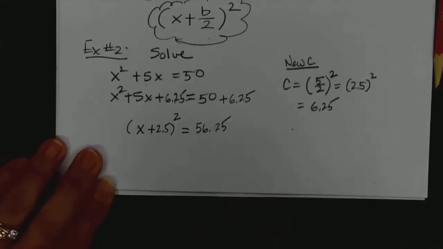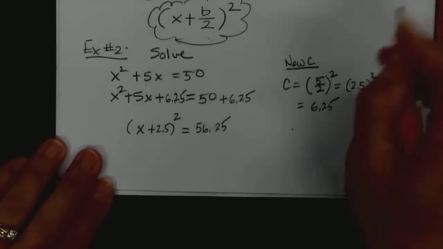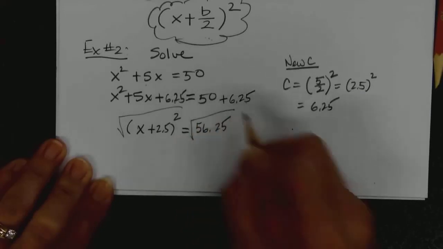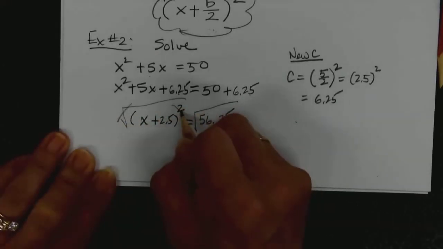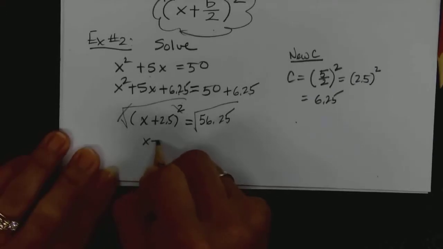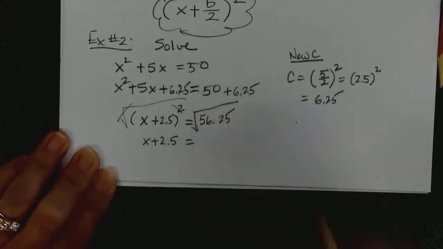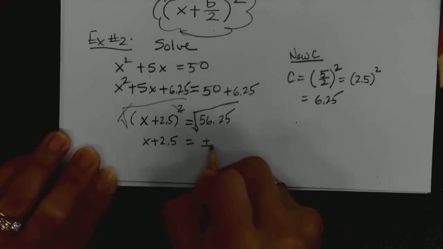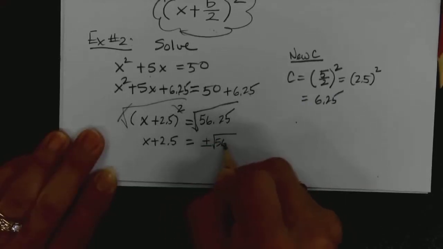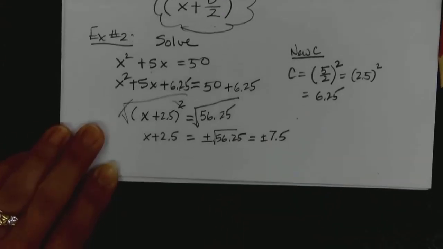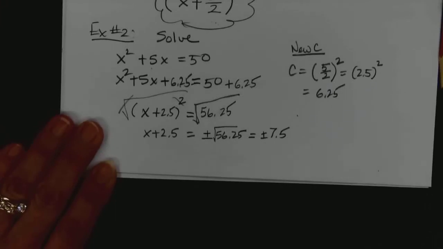Now let's solve. We're going to use the square root method here. What's the opposite of squaring? Square root. So we square root both sides. Square root and square cancel out. X plus 2.5 is equal to, now remember when we put the square root symbol there, you always have two answers, positive and negative. Plus or minus the square root of 56.25, which is the same as plus or minus 7.5. The square root of 56.25, I multiplied it out, is 7.5.